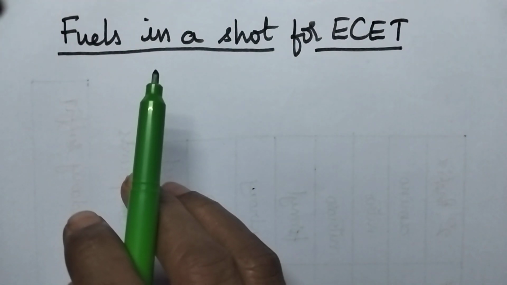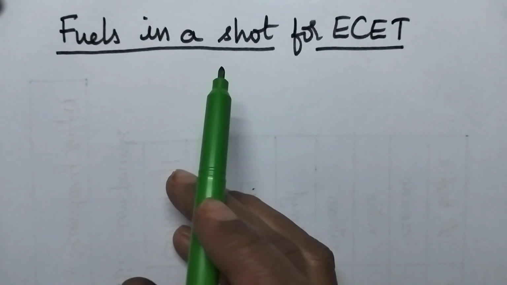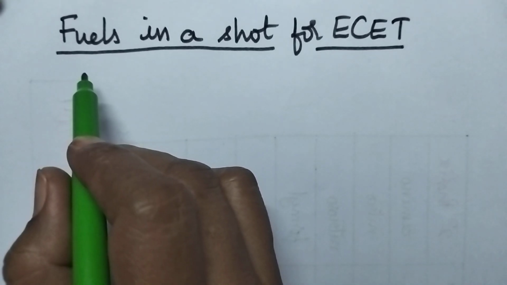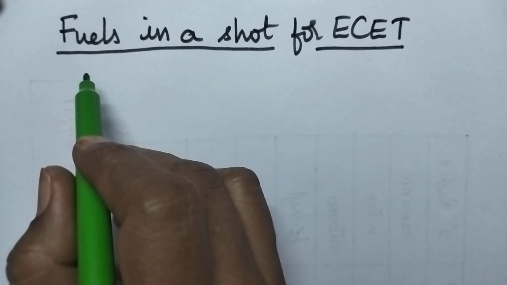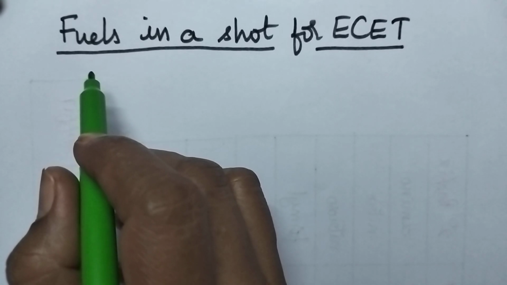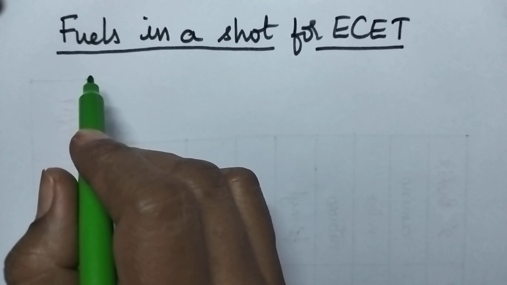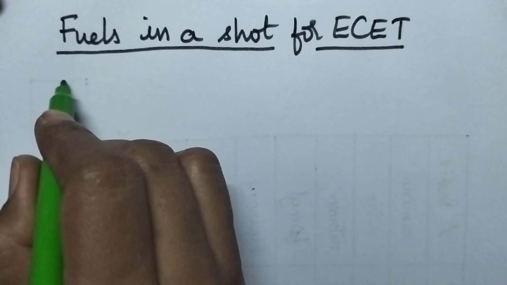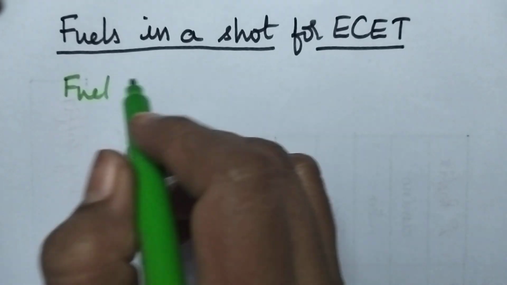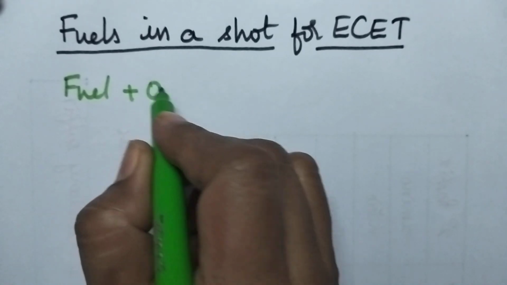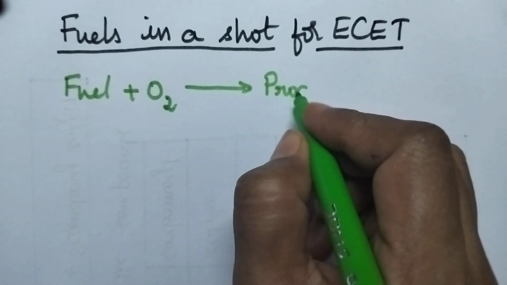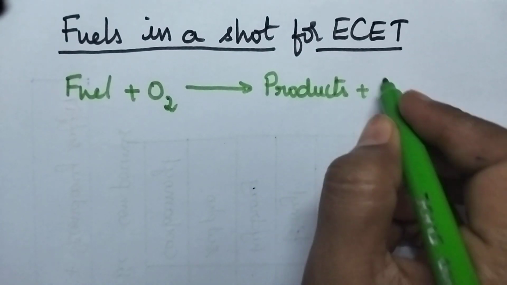In this video, I am going to discuss in detail about the fuels in a single shot for each set. So, coming to the fuels, fuel can be defined as any combustible material which on combustion releases large quantity of heat energy that can be utilized for domestic purpose or industrial purpose, but fuel contains carbon as the major constituent. So simply we can represent fuel as any combustible material which on combustion releases large quantity of heat energy.